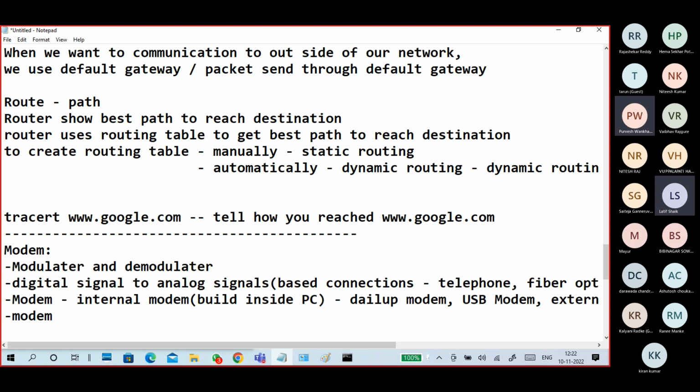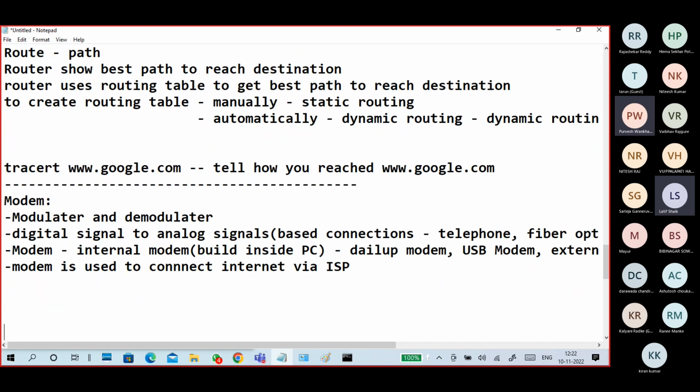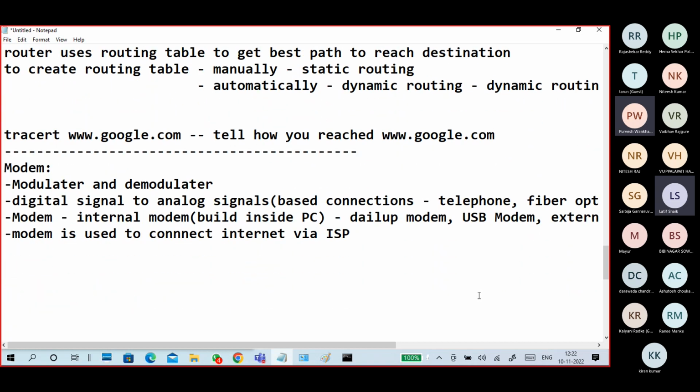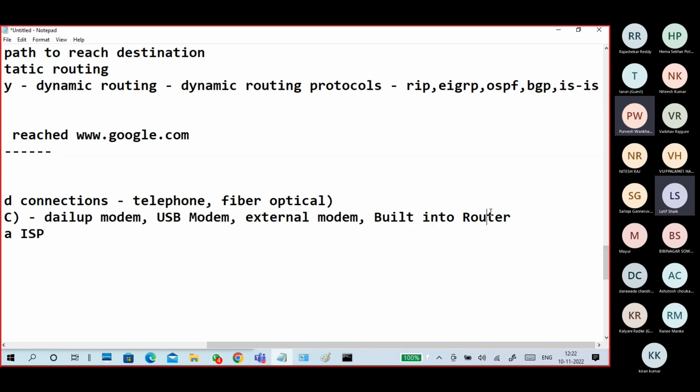As I said, a modem is used to connect to the internet via an ISP, internet service provider. So different modems are there. Internal modems, which are built inside your PC or laptop. Dial-up modems, we call them dial-up modems also. USB type modems. External modems mean additional modems. Some modems are built inside your routers also.